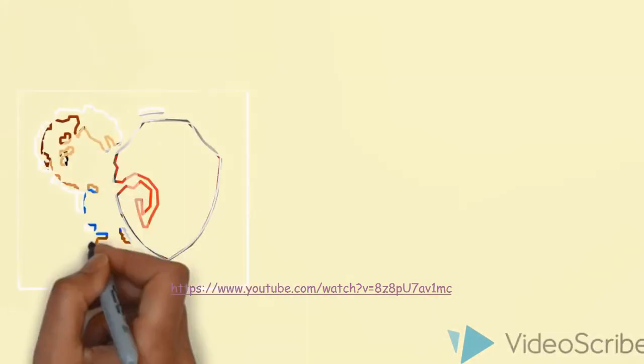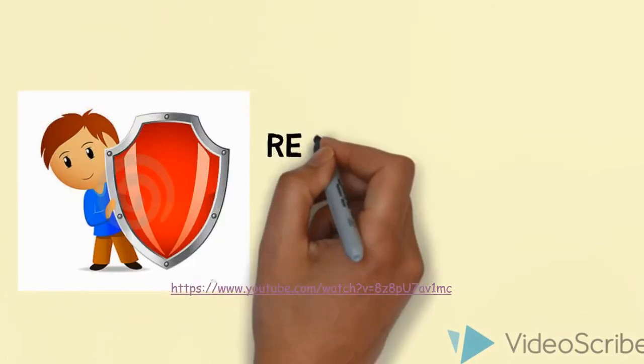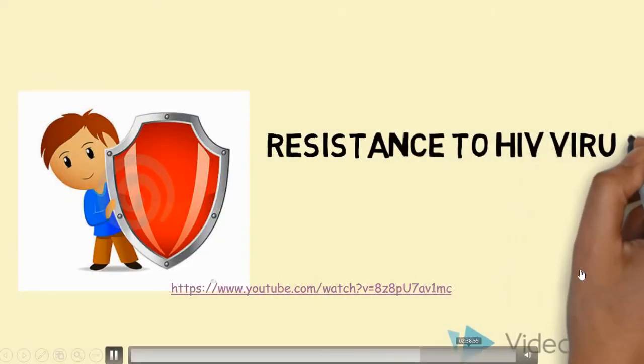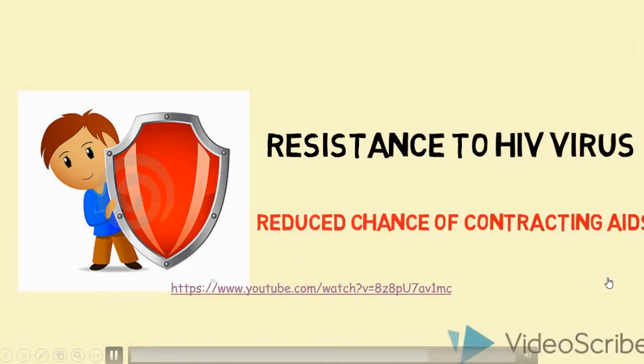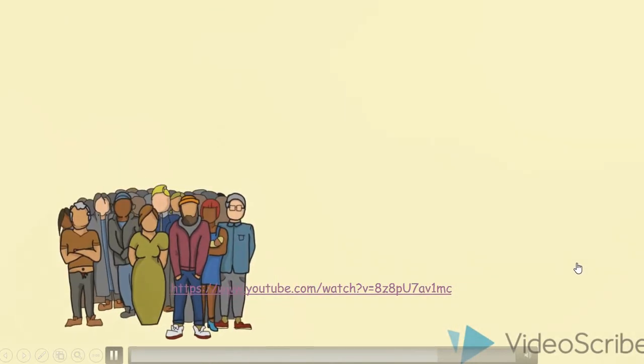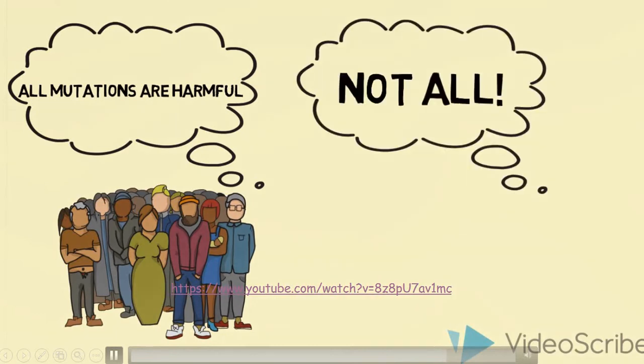A good example of this is when a mutation arises in a gene that can offer resistance to a disease. For example, as explained by Carrington et al. in 1997, there are gene mutations that can increase an individual's resistance to infection of the HIV virus, reducing their chances of contracting AIDS. So why is it that knowledge of harmful mutations is so popular, while no one ever really mentions neutral or beneficial mutations?